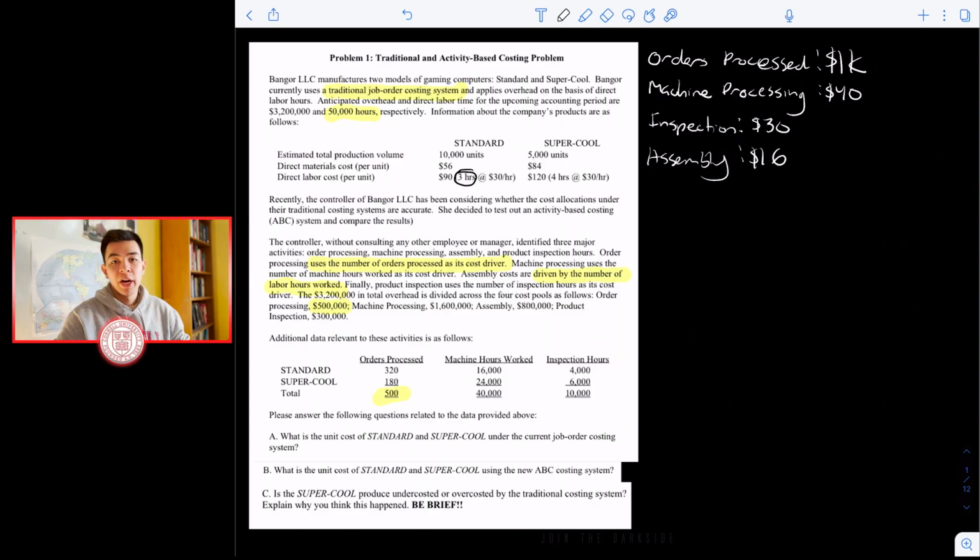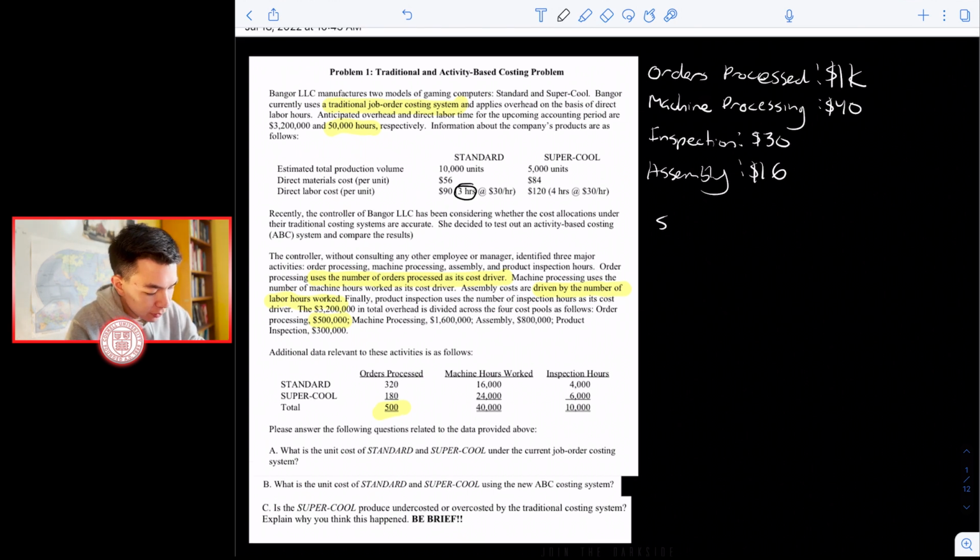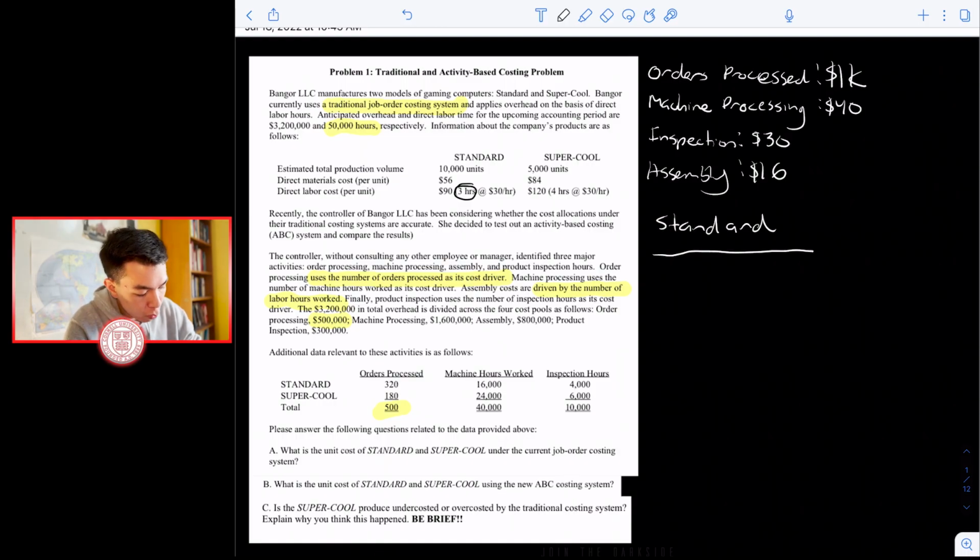So now we've figured out how much it costs per order, how much it costs per machine hour, how much it costs per inspection hour, etc. And now our next goal is to find out the total overhead costs for standard and for super cool. All right, so what I just did was I redid our work. I removed all the work and only put the numbers we actually need to keep going with this question, just to make room on the page. So now we're gonna do standard first. For standard, I'm gonna have to multiply each overhead number by their respective standard number. So for example, orders process is 1,000, so it's gonna be 1K.